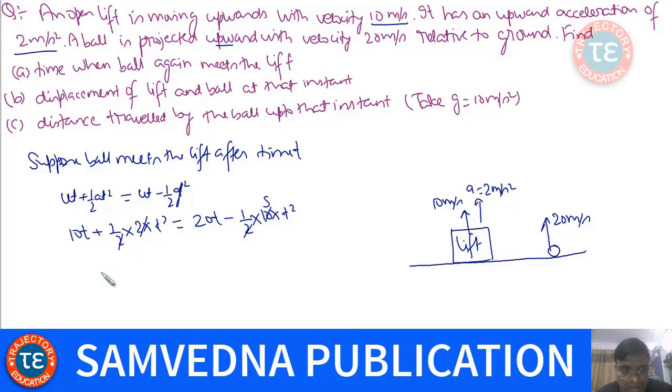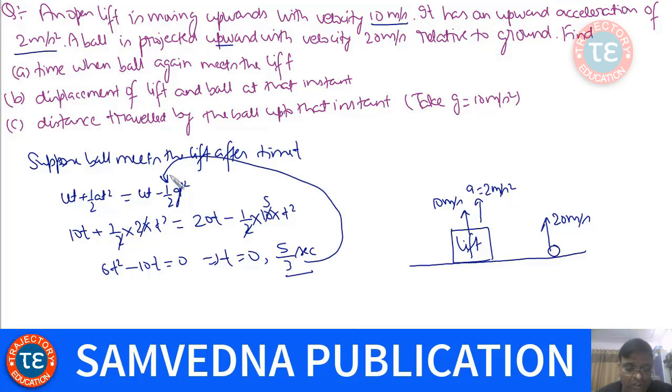So this will cancel out. So what you have is 5, 6t square minus 10t, or t will be 0. So the ball and lift are together at t equal to 0, of course, and at 5 by 3 second. So after 5 by 3 second, ball and lift will be together, right? Displacement will be, just put this t in any one of the equations, that will give you displacement. So put it in any of the equations.